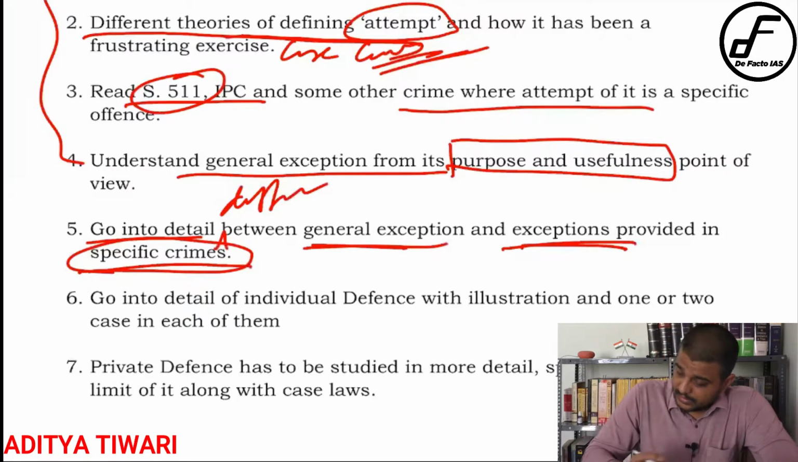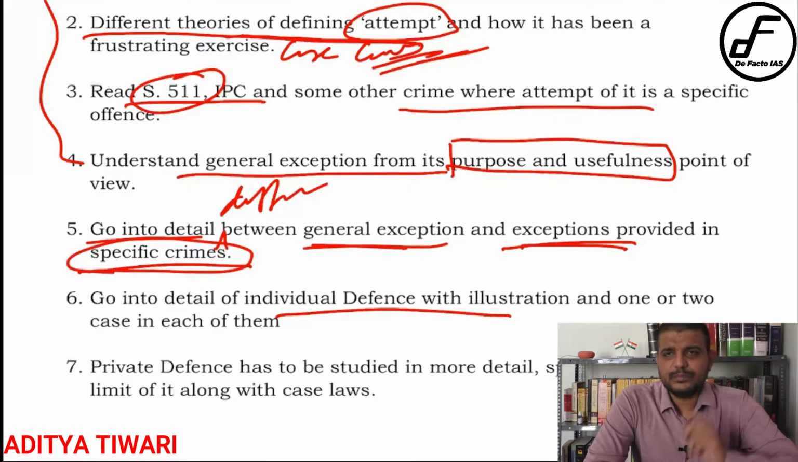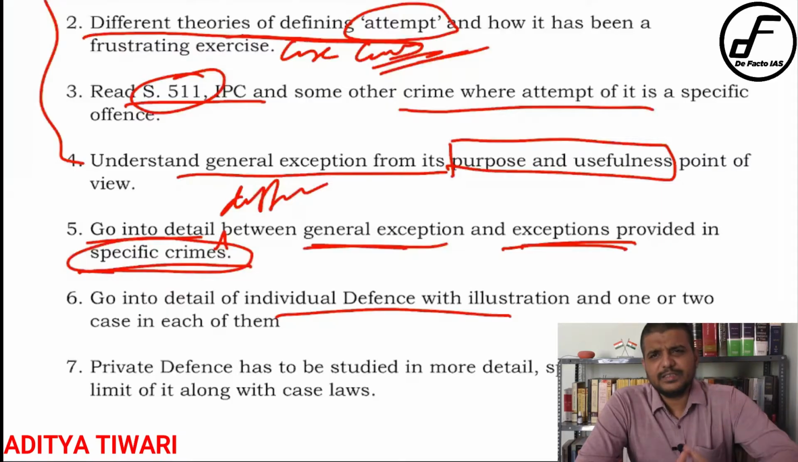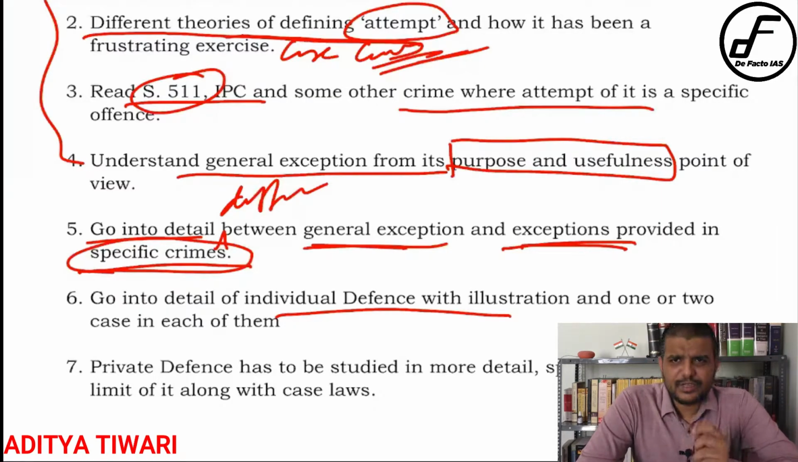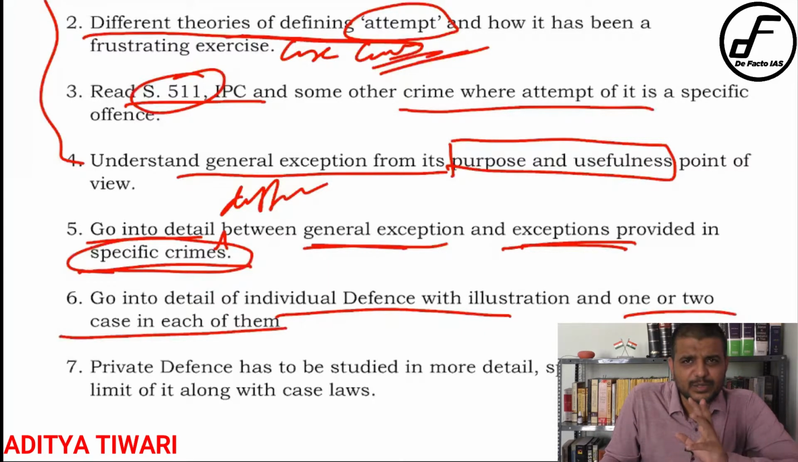Then individual defenses. There have been direct questions. They give a particular statement of a general defense, a general exception, and they ask you to simply discuss. So you go about each and every general defense, and for each of them remember at least one case. At least one or two cases will suffice. Do not go into too much detail about each one of them.